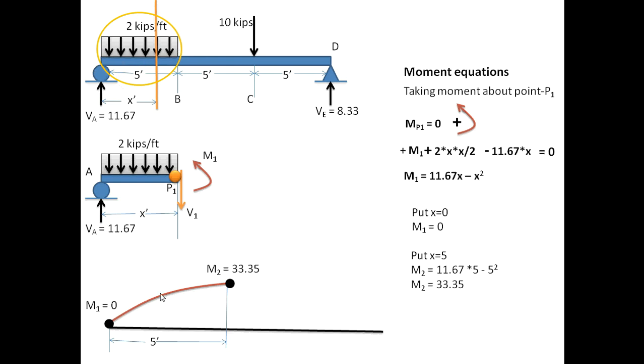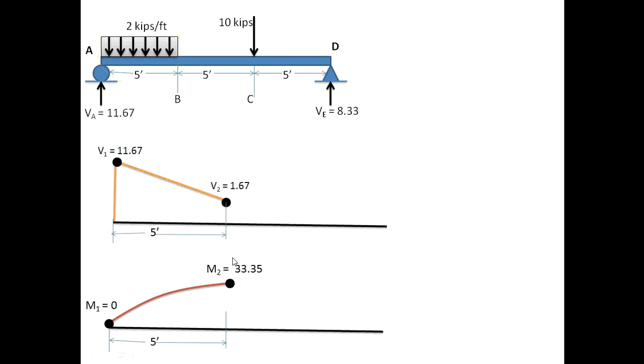Now how this curve is drawn, I will explain it now. This is my SFD and BMD drawn for this region. Now how these lines and this curve are drawn, I will explain now. The slope of the SFD line depends upon the loading behavior, and the slope of the BMD line depends upon the SFD behavior.